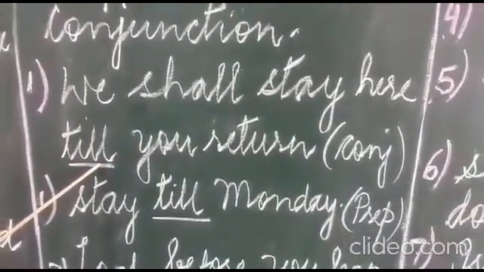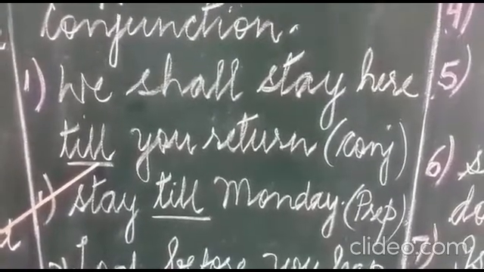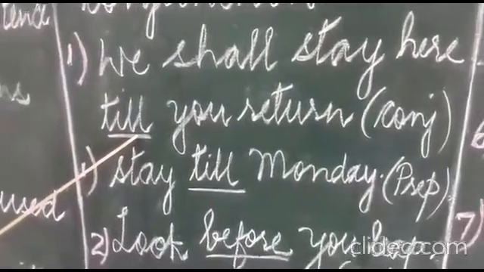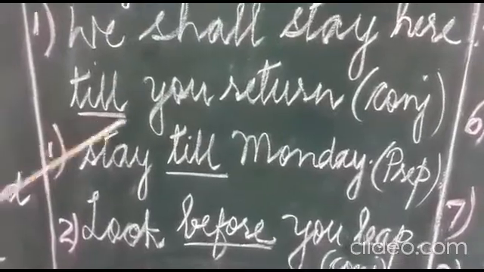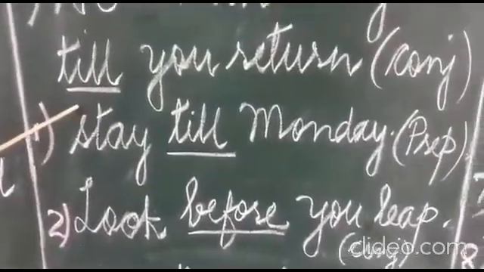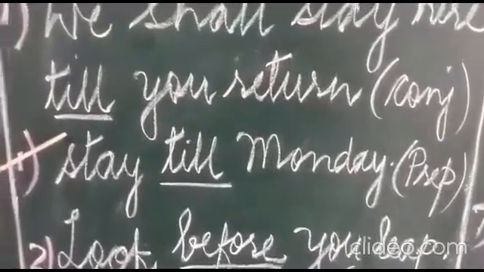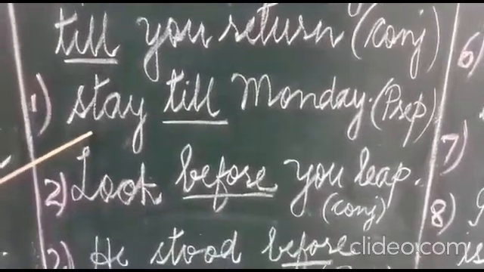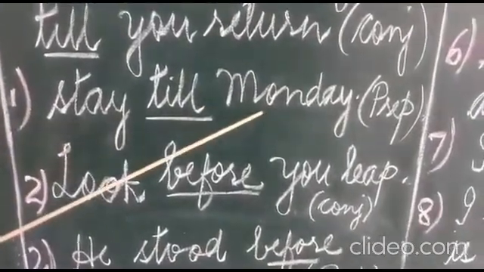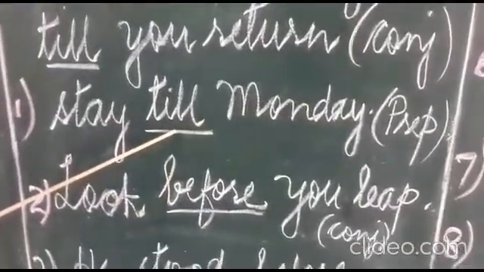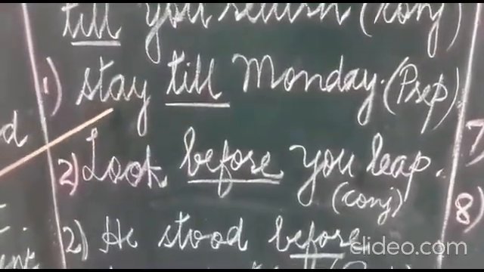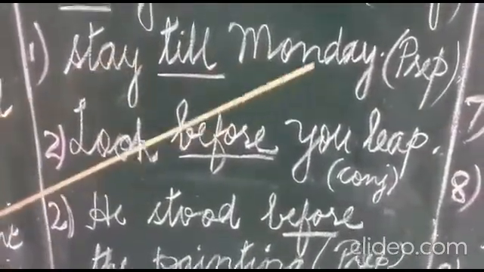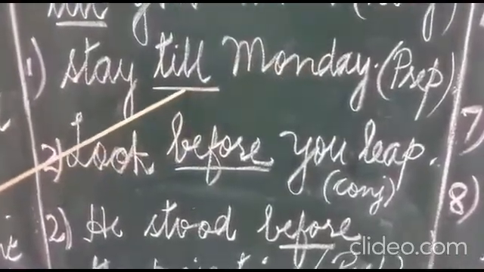Now, you know what is preposition? Before I continue, let me just remind you. Prepositions are placed before a noun or a pronoun to show relation. Now see this next sentence. Stay till Monday. This is preposition. It is showing relation between stay. Someone is asking you, please stay back till Monday. So, relation between stay till when? Till Monday, that is preposition.